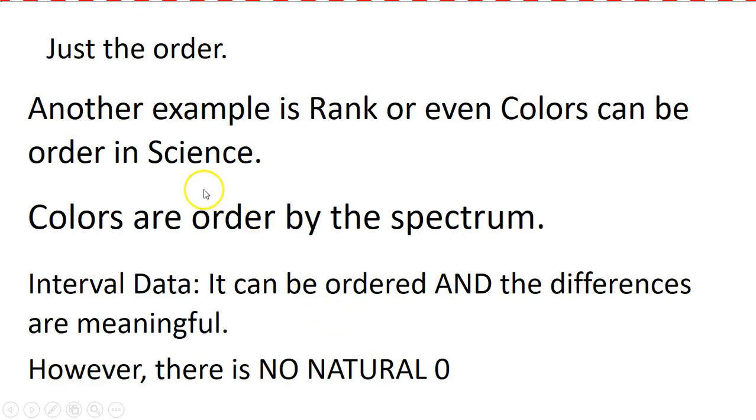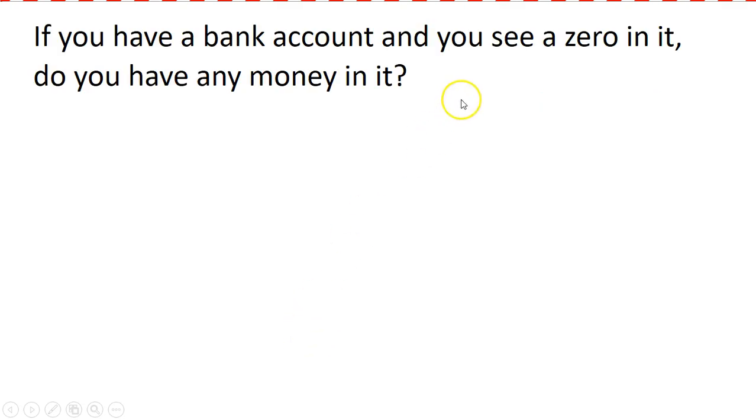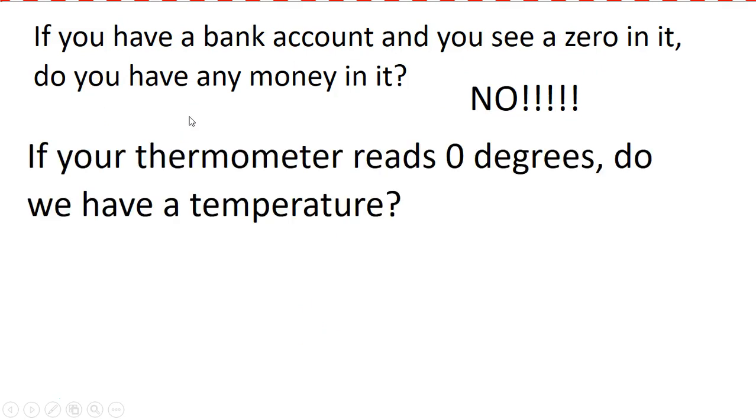Interval data is another type. So we just had nominal, we had ordinal, and now we have interval data. It can be ordered, and the differences are meaningful. However, there is no natural zero in that data. If you have a bank account and you see a 0 in it, do you have any money in it? And the answer is no, you don't have any money in it.